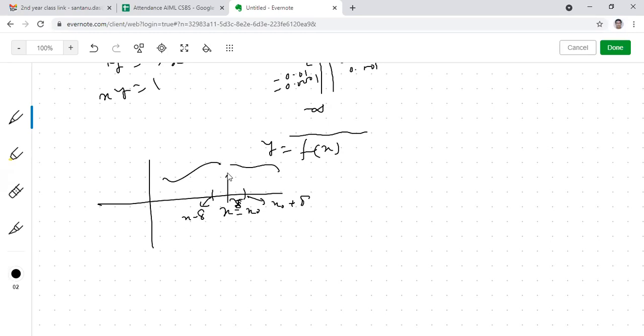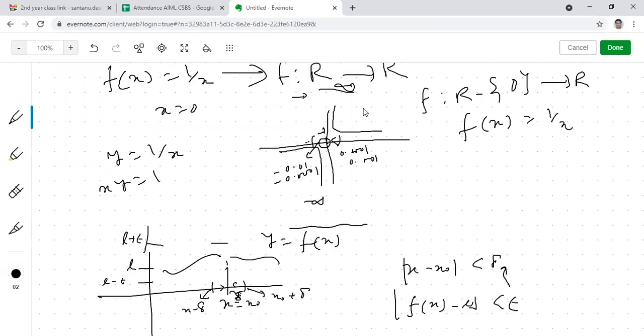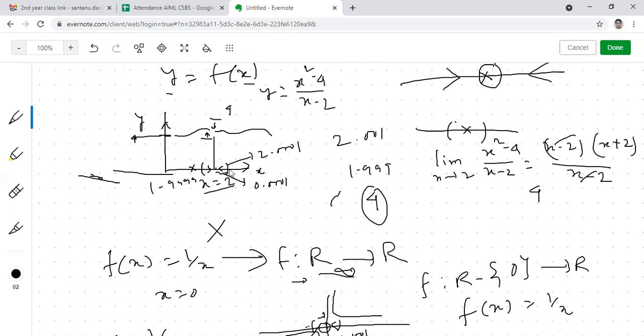And let's say whenever we are approaching from x0 plus delta towards x0, the functional value is moving from L plus epsilon to L. And whenever I'm varying from the other end, the functional value is moving from L minus epsilon towards L. That means whenever the difference between x and x0 is less than delta, then the difference between the functional value and the limiting value is less than epsilon. And this delta and epsilon are comparable, like the previous case, because here we are varying in a small interval, and the functional values are also varying around 4 in a small interval.